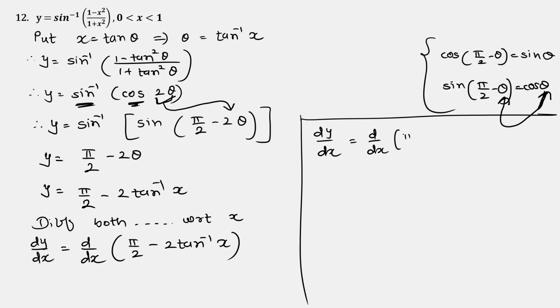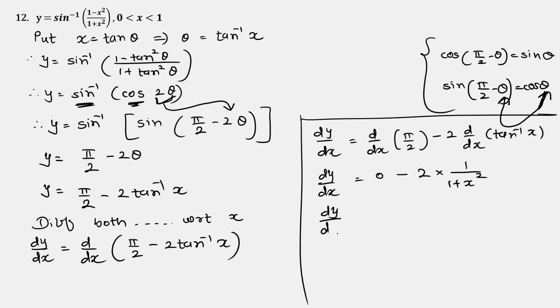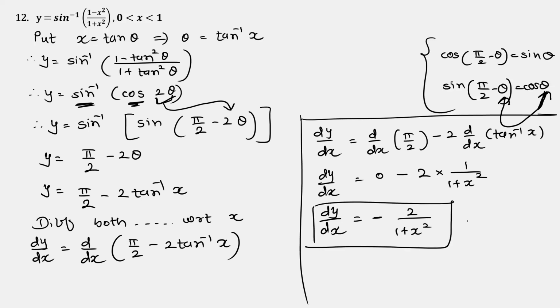d by dx of pi by 2 minus, I'm taking 2 outside since it is constant, tan inverse x inside. So you see, d by dx of pi by 2 is constant. The differentiation of a constant is 0, minus 2 times the differentiation of tan inverse x. Now you already remembered at least one differentiation, tan inverse x. So this is minus 2 on 1 plus x square.